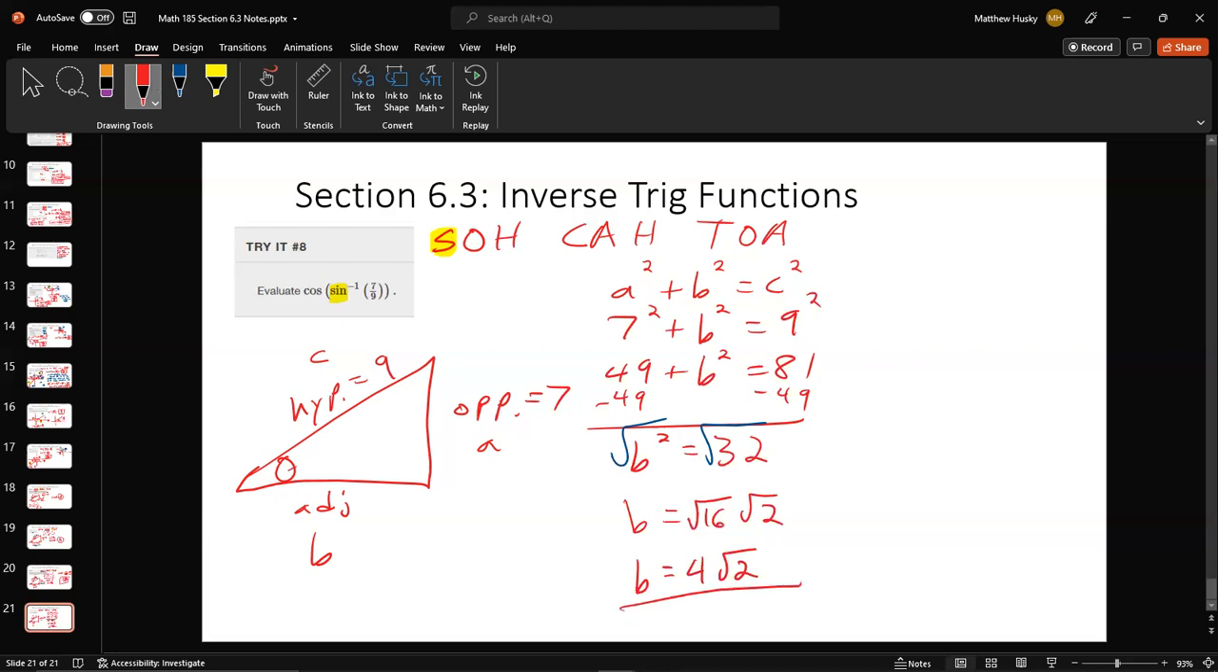So we have the adjacent side, 4 root 2. And we want to have the cosine, which will be the adjacent over the hypotenuse. So we're almost done. The cosine of theta is going to be the adjacent side, 4 root 2 over the hypotenuse, which is 9. And there you have it, 4 root 2 over 9. All right.